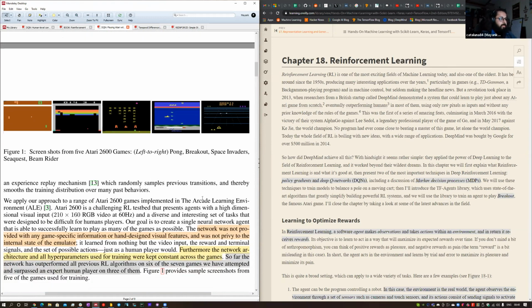If we go into the research paper, they have detailed their deep Q learning approach and the algorithm that was used. We will go into this in the next section, I suppose.